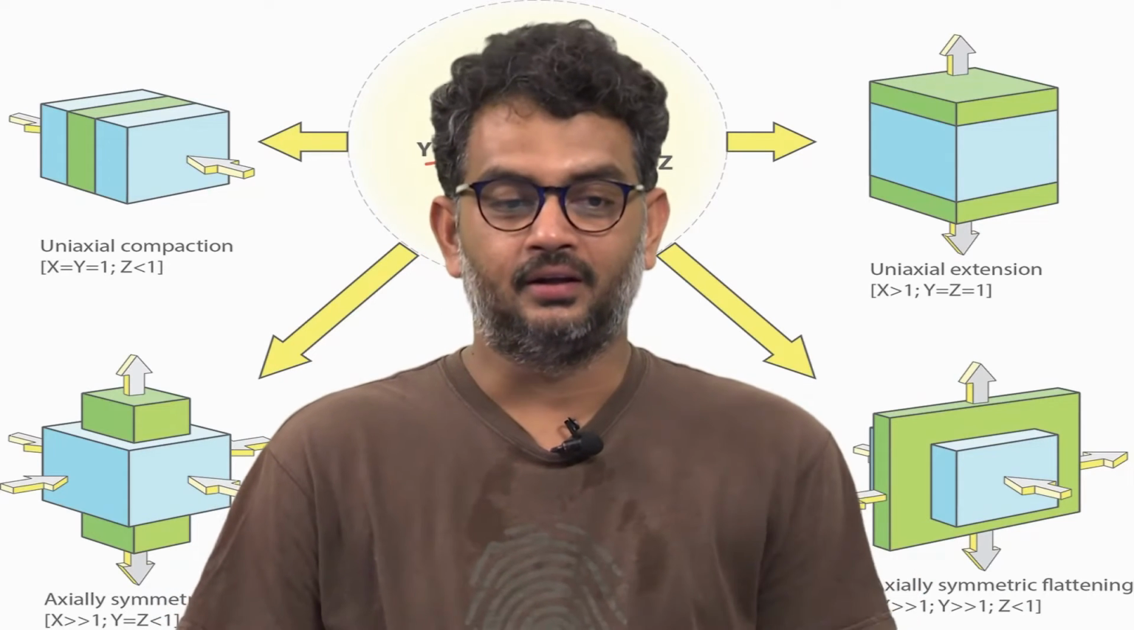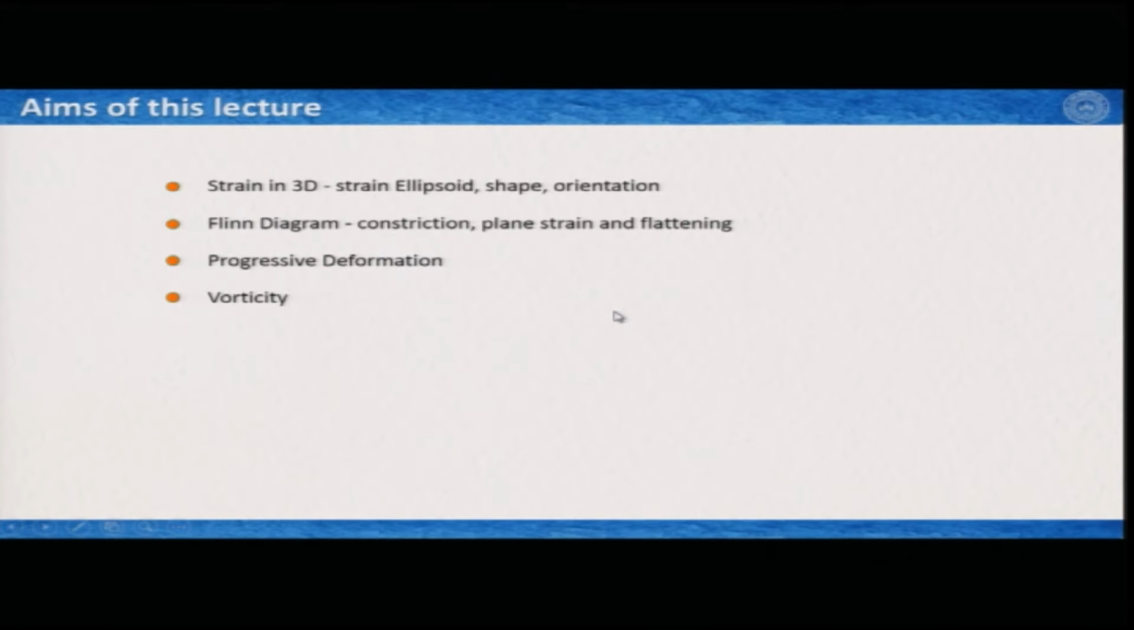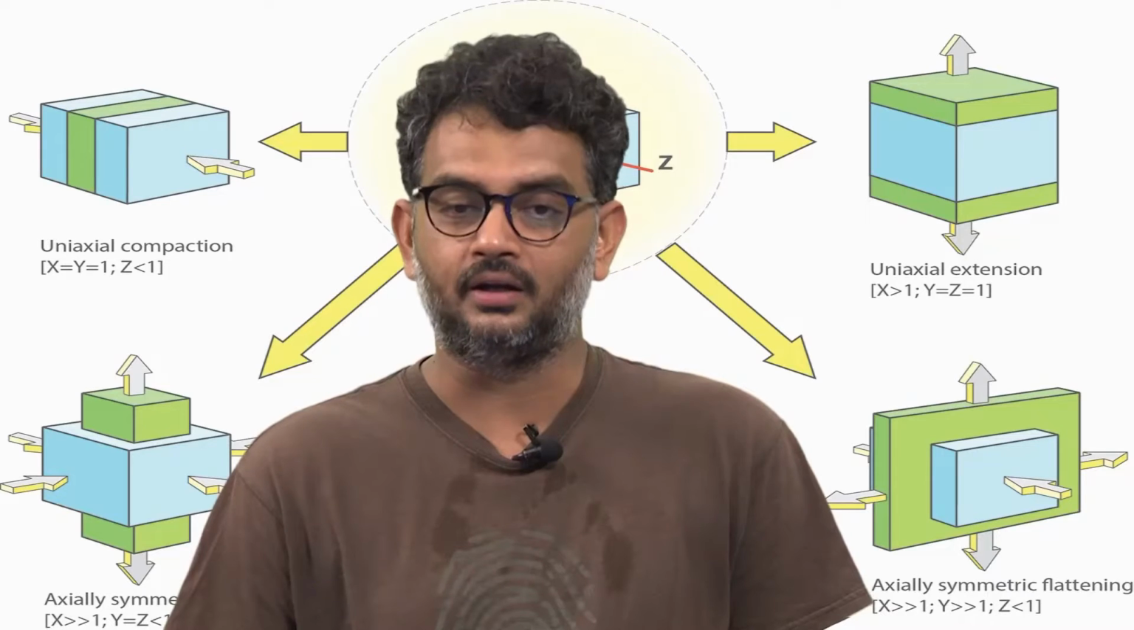We are in our lecture number 6 and we will continue what we have learnt in the last lecture. So, it is the topic concept of strain and deformation and we are in part 2. In this lecture we will cover strain in 3 dimensions and we will mostly look at strain ellipsoids, their shapes and orientations. Then we will move to Flynn diagram and there we will see constriction, plane strain and flattening types of deformation. After that we will see the different ways to look at progressive deformation, from where we will switch to vorticity and conclude the lecture.